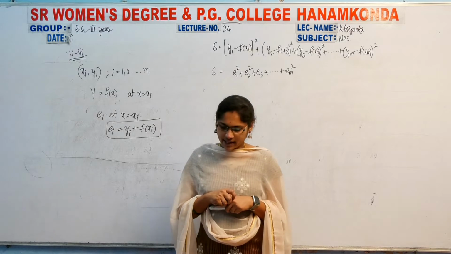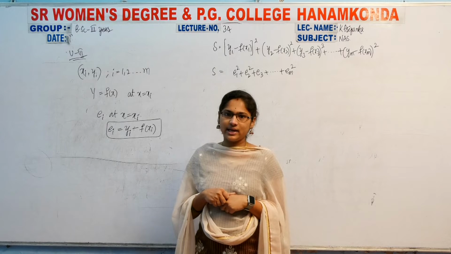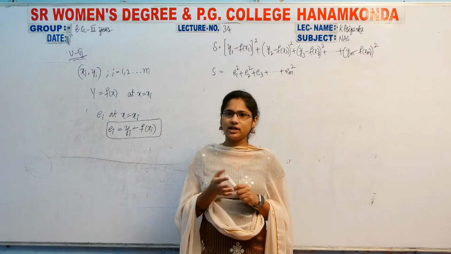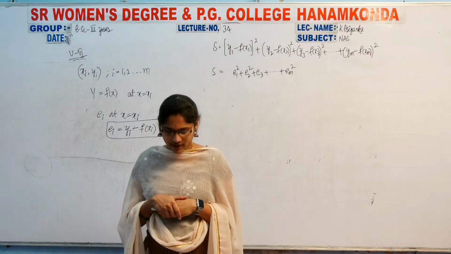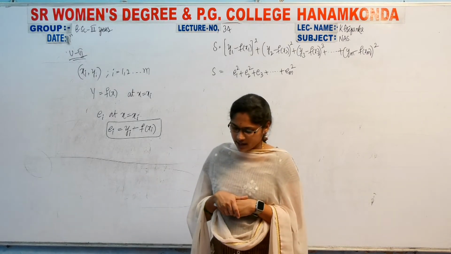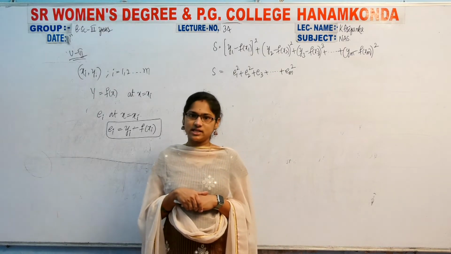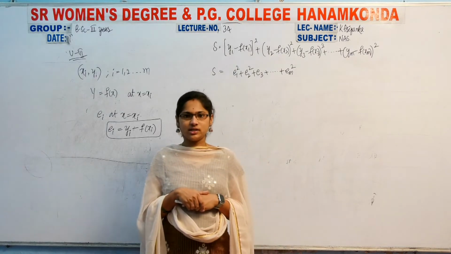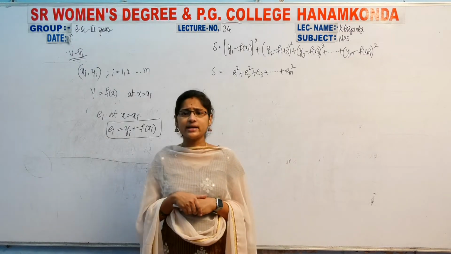Then the method of least squares consists in minimizing s. Minimizing s means reducing. How we will reduce the value of s? By taking the differentiation. That is the sum of the squares of the errors. In the following sections we shall study the linear and non-linear least squares fitting to given data xi, yi.